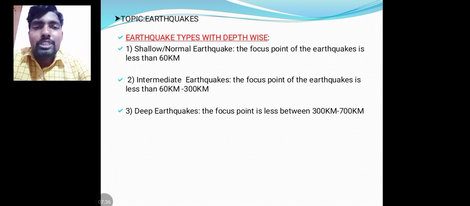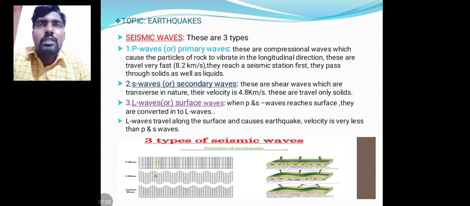Okay. Next one: seismic waves. One of the major subtopics is seismic waves. So my dear students, three types of waves will be there. One is the P waves, second one is the S waves, and third one the L waves. P waves are nothing but the primary waves.